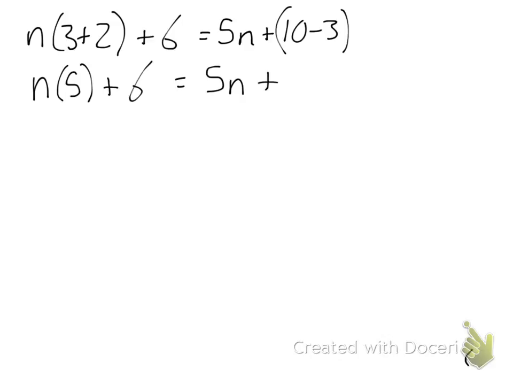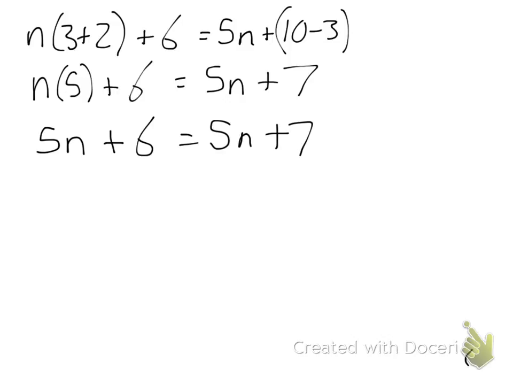what is that? 7. 10 minus 3 is 7. This one's interesting. Wait, n times 5, isn't that just the same thing as switching the order there? Does that say 5n plus 6 is equal to 5n plus 7? So what can I do?